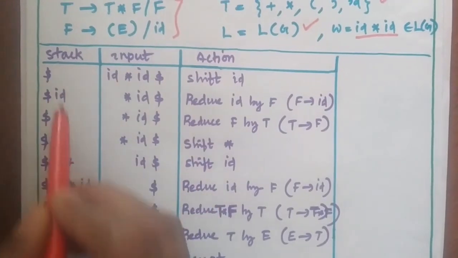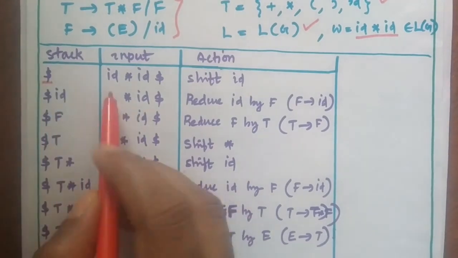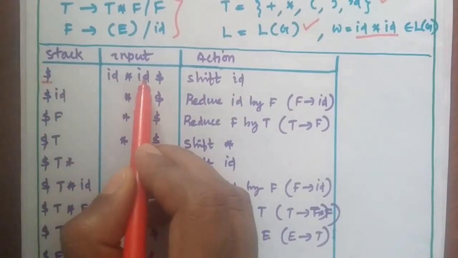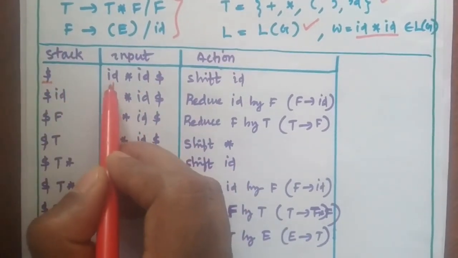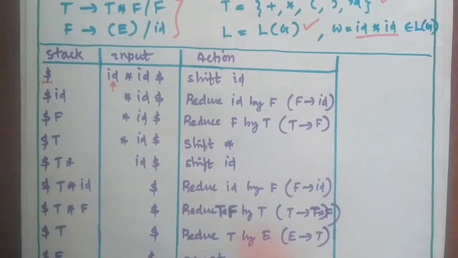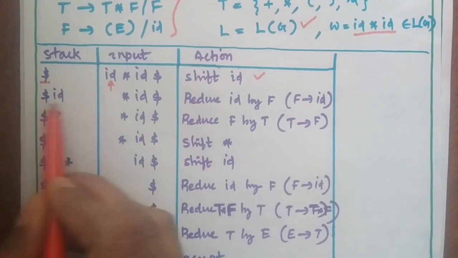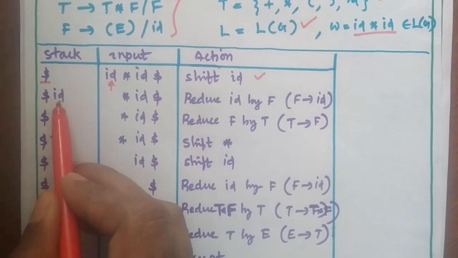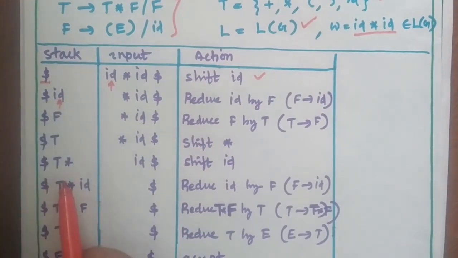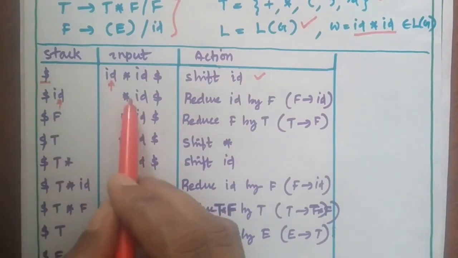Yes, so initially the stack contains only dollar, and the input buffer contains ID star ID ending with a dollar. So the input pointer points to ID. Then what is the action performed by the SR parser? It will shift the ID onto the stack. So you will get this content, dollar ID, where dollar is bottom and ID is top. So the stack top points to ID. Then after shifting ID onto the stack, the input pointer points to the next symbol.